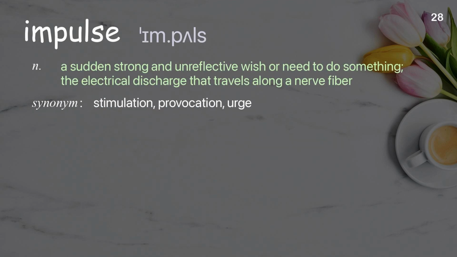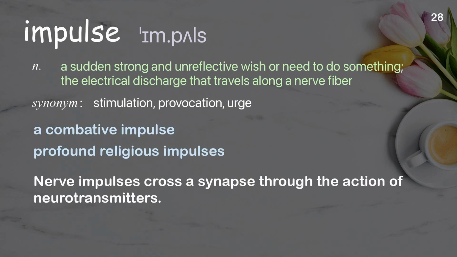Impulse. A sudden strong and unreflective wish or need to do something. The electrical discharge that travels along a nerve fiber. Examples: a combative impulse. Profound religious impulses. Nerve impulses cross a synapse through the action of neurotransmitters.